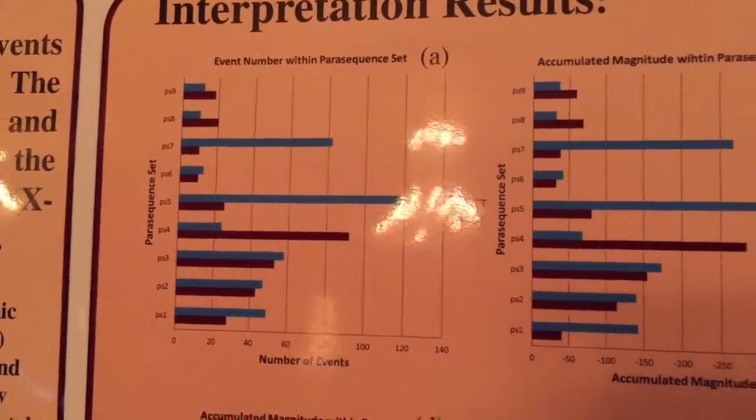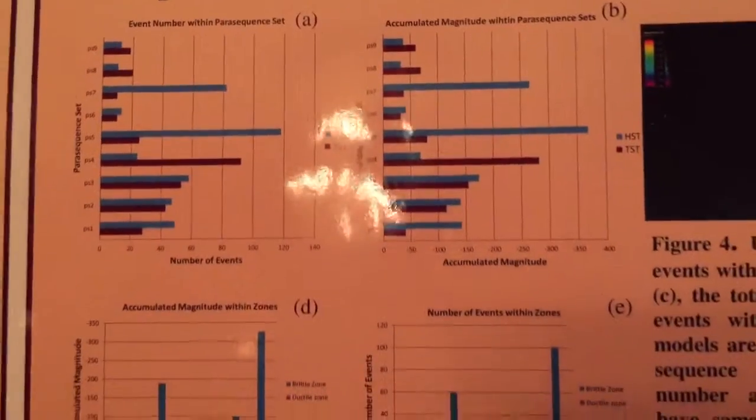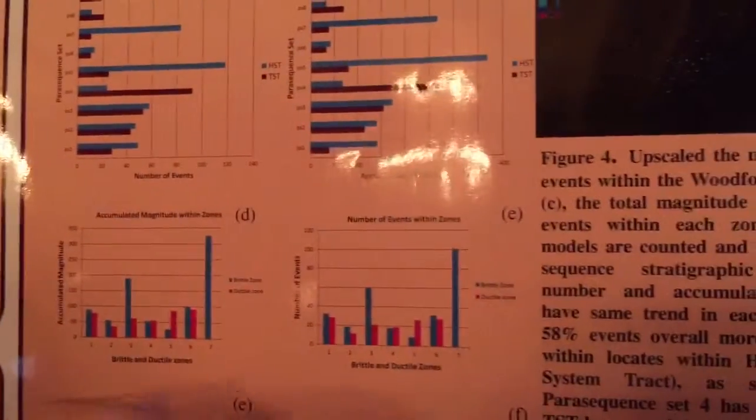So we basically upscale the microseismic magnitude and event number into our model. This is what our upscaled events and magnitude look like. It's a little bit small. Then we compare how they locate within the parasequence set model and the brittle and ductile model.